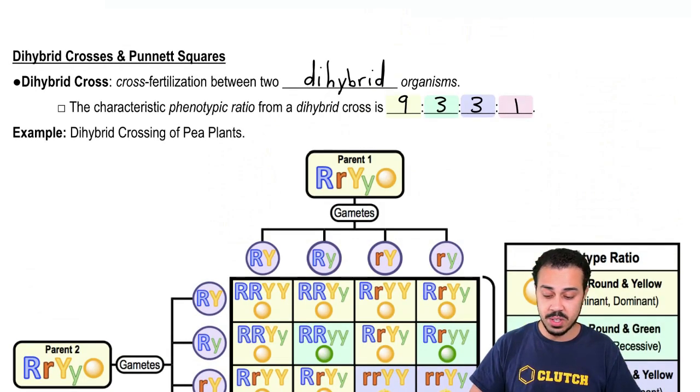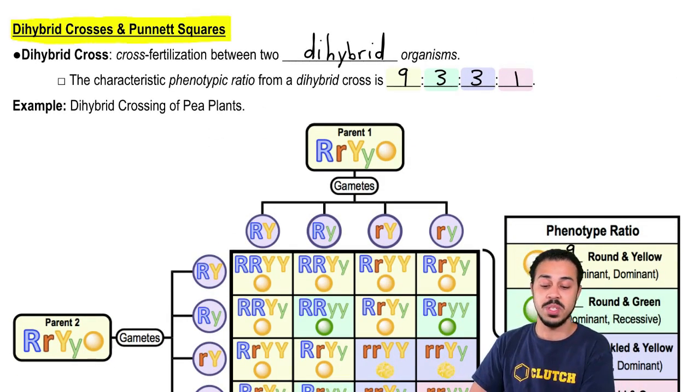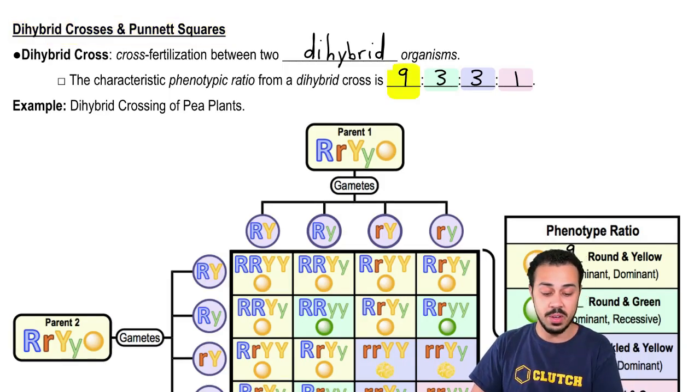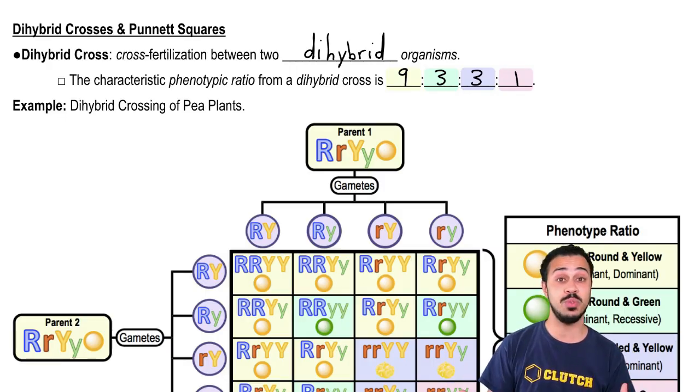This concludes our introduction to dihybrid crosses and their Punnett squares and how they create this characteristic phenotypic ratio of 9 to 3 to 3 to 1. We'll be able to apply the concepts that we've learned here as we move forward in our course. So I'll see you all in our next video.